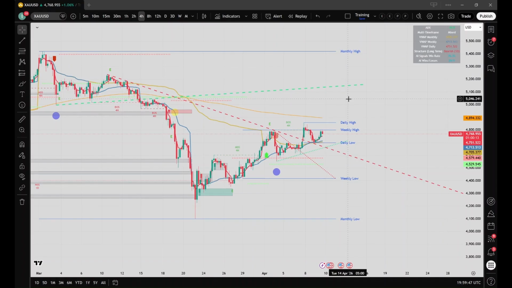So yeah, I don't really need to explain the SMA 200, but I'll explain it anyway. It's basically a long-term reference, so it gives you context on where price sits in the bigger picture.